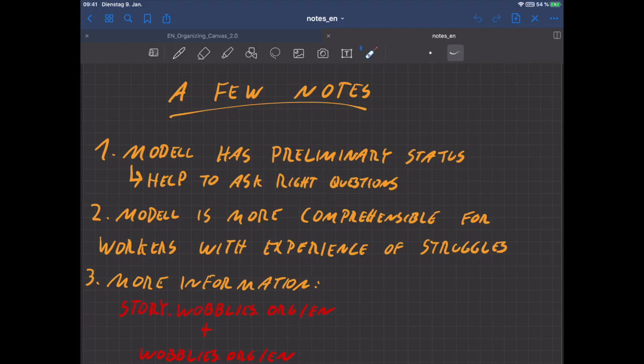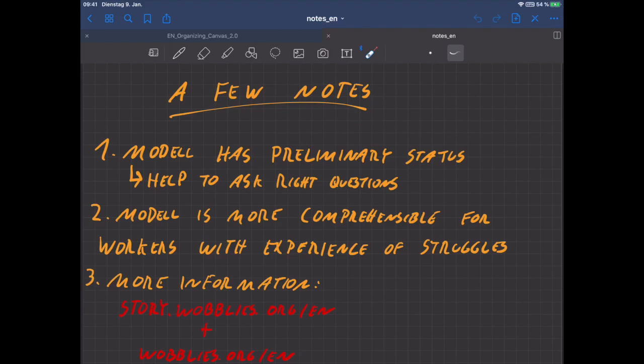If you want to compare it to some leftist idea in history, you can say it is like a workers' inquiry, just as the operaists and also Marx used it, but in a modern form. Also be aware, that is the second point, the model is more comprehensible for workers with experience of struggles. If you start a new one from scratch and haven't done that before, it might seem a bit odd or a bit crazy when you fill out this form. But as you continue, I'm pretty sure you will see that it might be helpful.